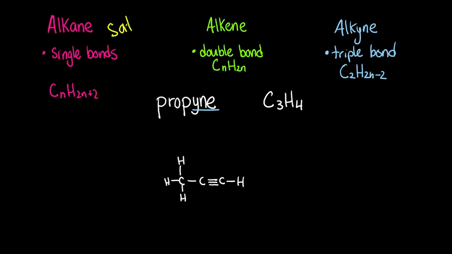Alkanes are saturated, and alkenes and alkynes are unsaturated due to the double and triple bonds. The next video will cover what exactly functional groups are and the main functional groups that you can look for in molecules.